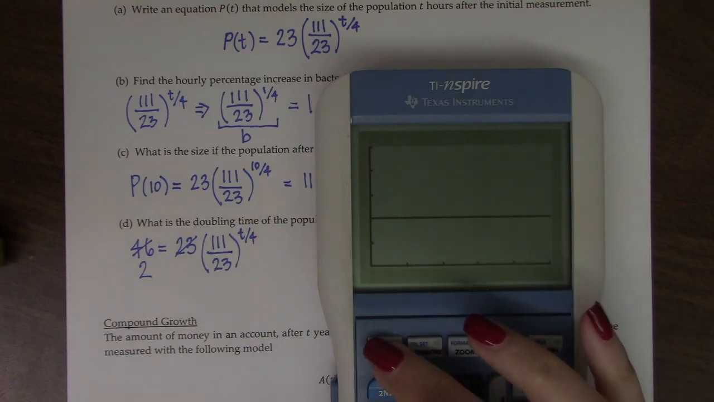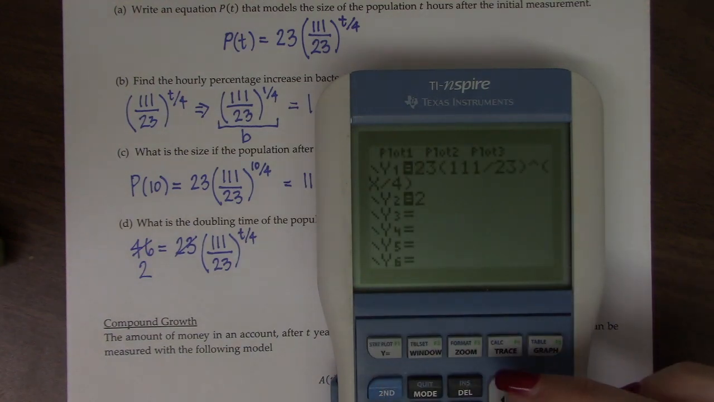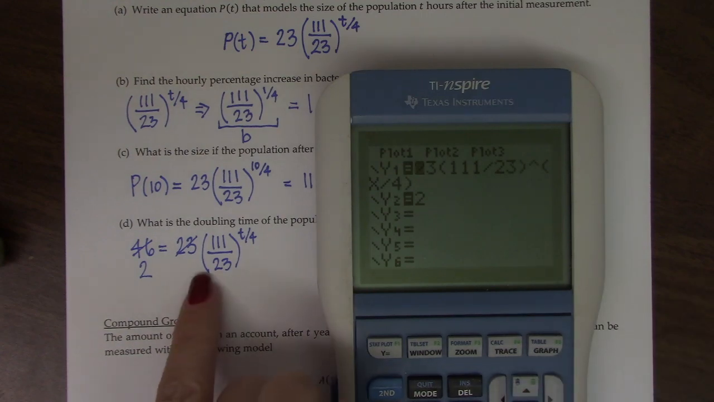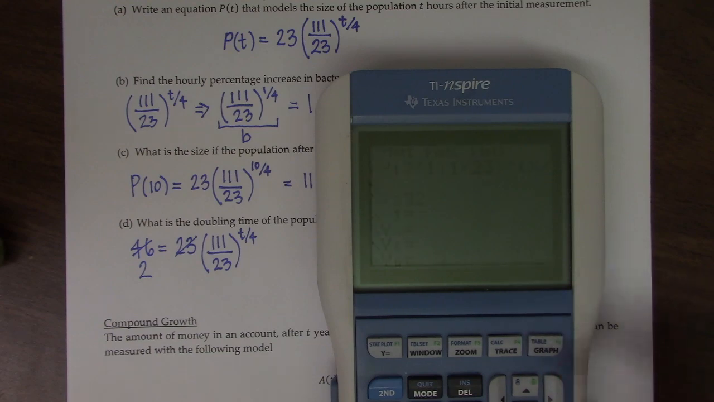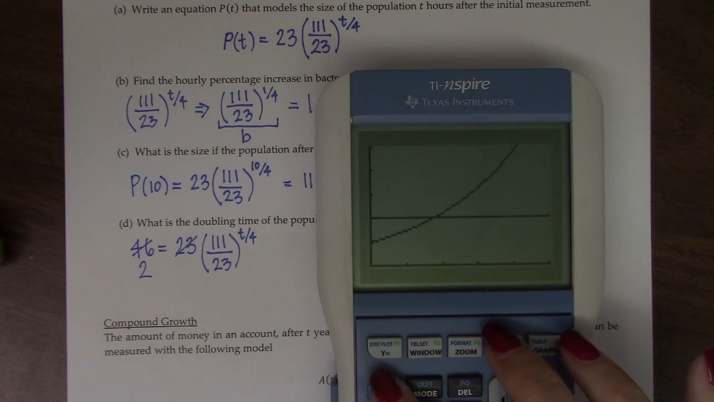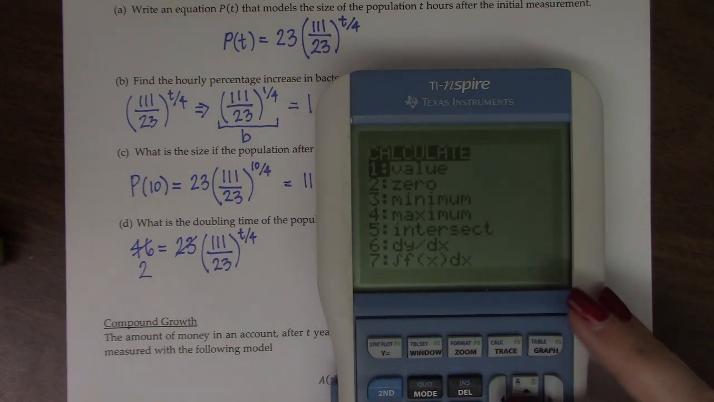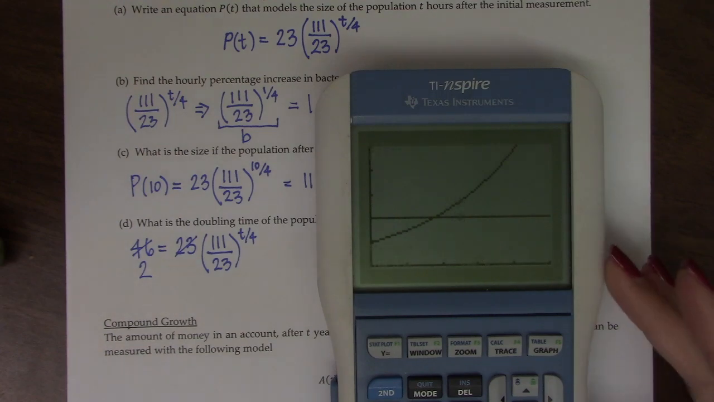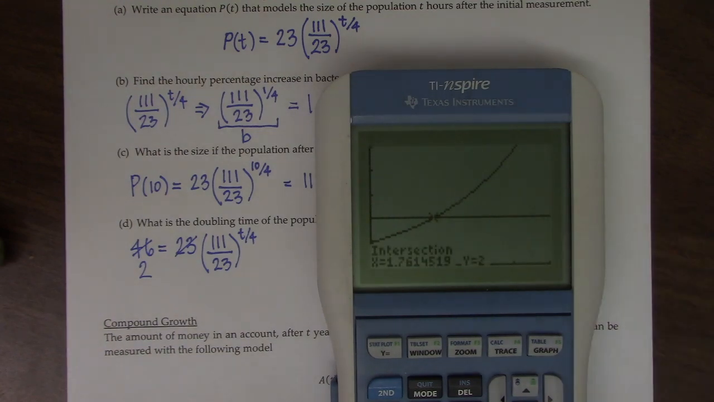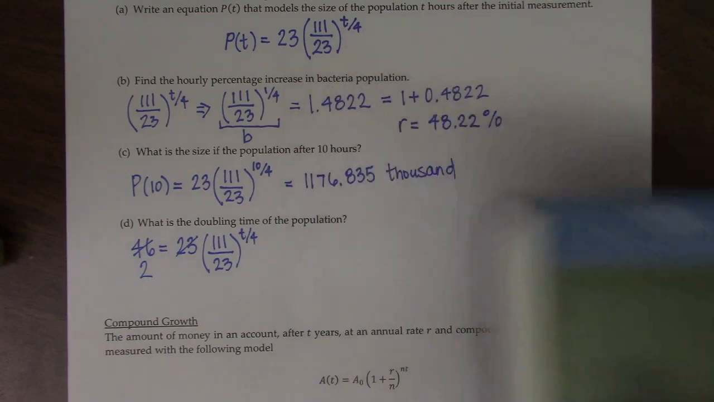Oh, I think I know the problem. I didn't remove the 23 from the model, right? Because we said the 23 is gone. So I'm just going to delete the 23, and now let's try it again. There we go. So there's the model. And there's 2. So we're going to go down to intersect. First curve, second curve. And we get about 1.76 hours.